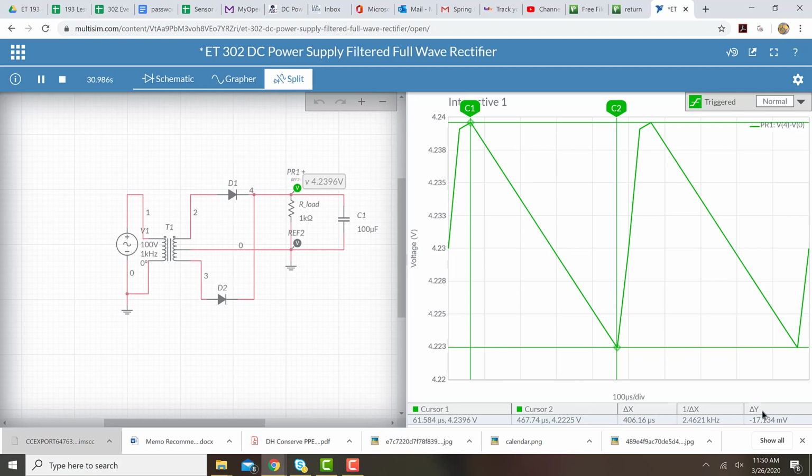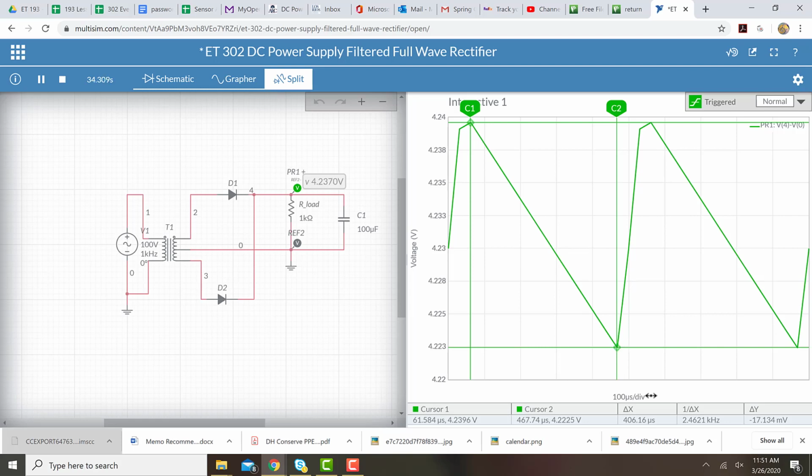So that's shown over here under delta y. This little triangle is actually the Greek letter delta, and that stands for difference. So this is the difference in the y values between cursor 1 and cursor 2. So you can see here it's about 17 millivolts. So there's about 17 millivolts from the top of my signal to the bottom of my signal.